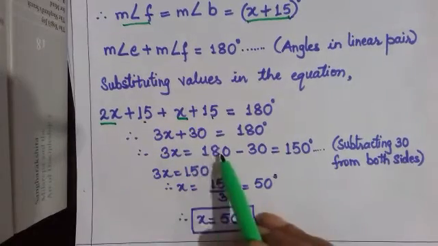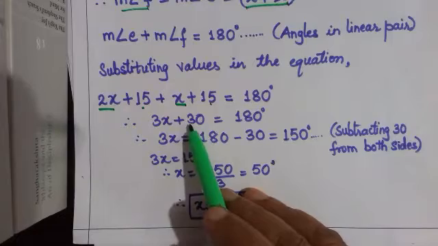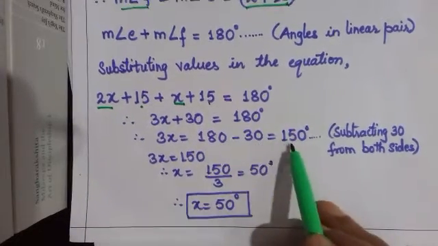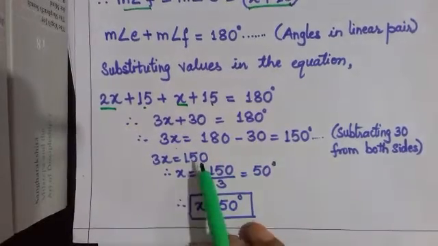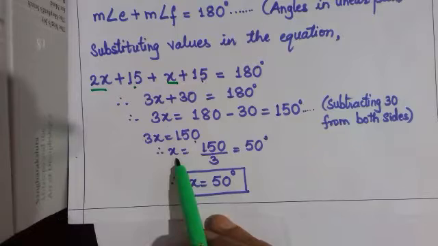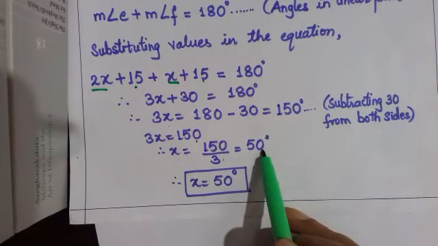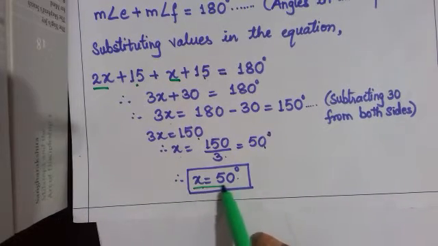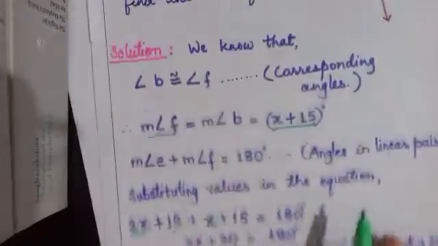So 3x is equal to 180 minus 30. What we have done? This plus 30 we have subtracted from this side. So 180 minus 30 is 150 degrees. So 3x is equal to 150. Now what is x then? X will be 150 divided by 3, which is 50. So the value of x is 50 degrees. What we have to find? Value of x. X is equal to 50 degrees.